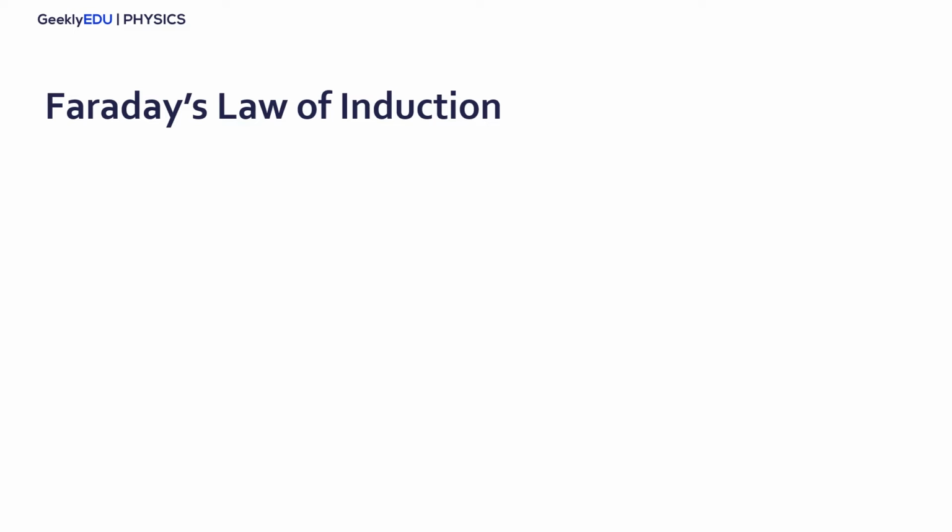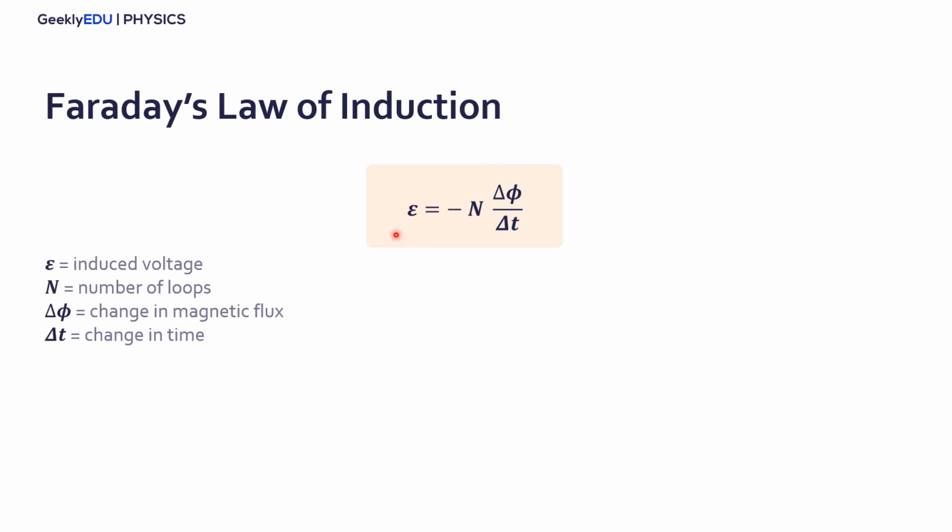So let's go now through Faraday's law of induction. We've seen that the electromotive force, or the induced voltage, is proportional to the number of loops in the coil and the change in the magnetic flux over time. All right.